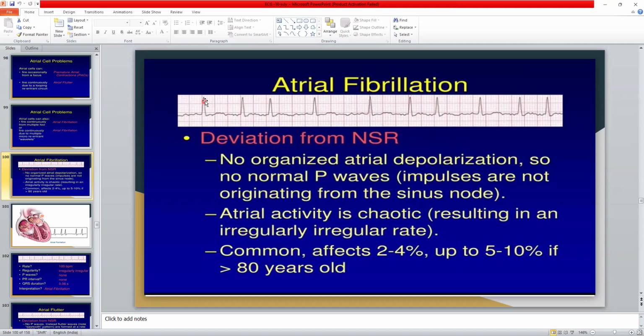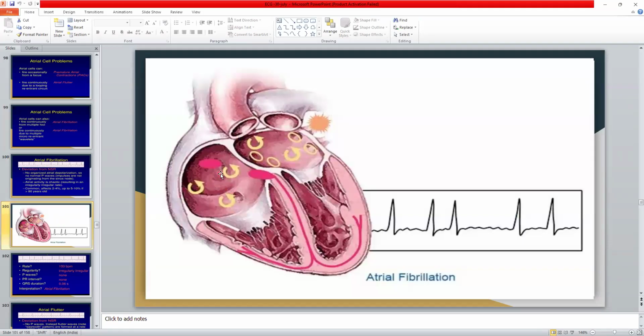irregular rate. You can see here between the two QRS complexes, this RR interval is different from this RR interval. So this is irregular. Each RR interval is different. So the rhythm is irregular. You can see here the multiple foci other than the SA node in the atrial cells generating the cardiac impulses causing atrial fibrillation.